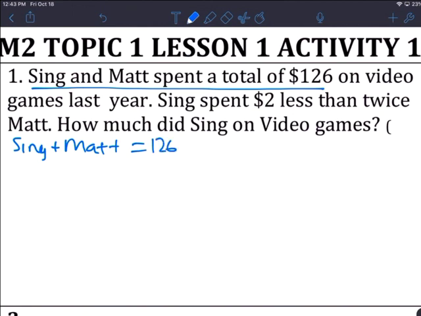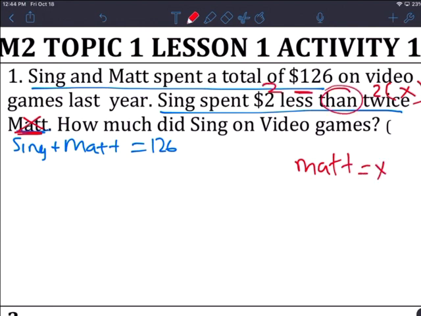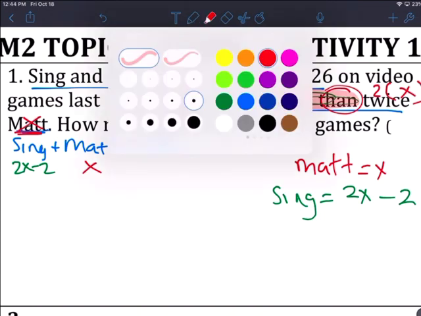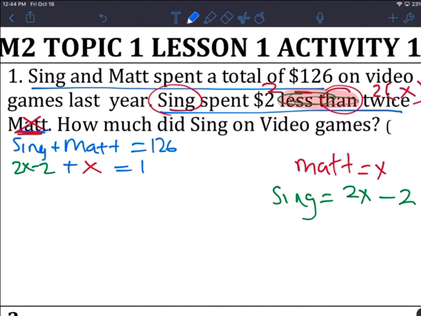So in class we did Sing plus Matt equals 126. On the video last year, Sing spent $2 less than twice Matt, and we said because Matt comes in second, he gets the X. Twice is 2 times. 2 times who? 2 times Matt, who is an X. So we put here Matt is X. Less than is minus 2. Because then we flip. We're talking about Sing here. So Sing then is 2X minus 2. Minus because it's less than the 2. So under Sing, you put 2x minus 2, and Matt, you give it x. And then you add them together, equal to 126.